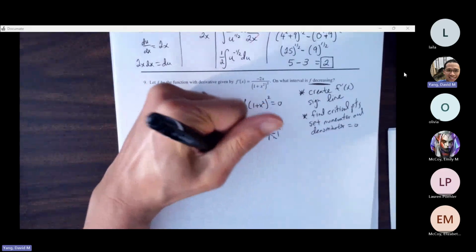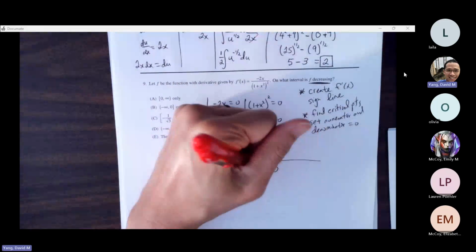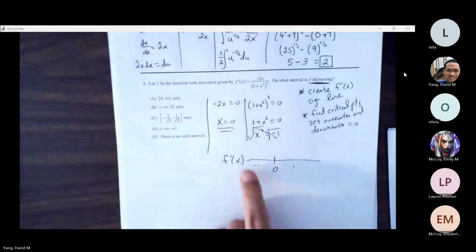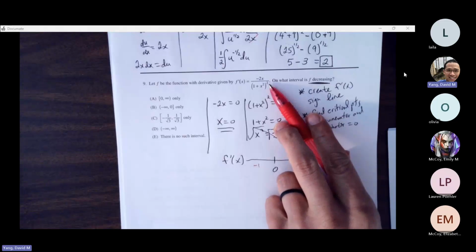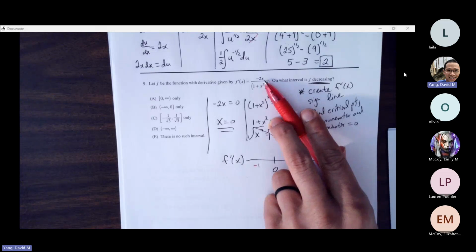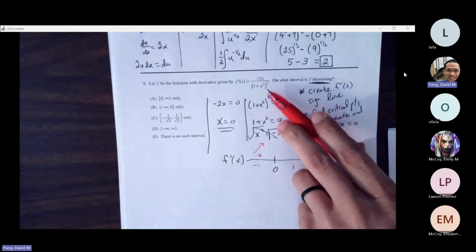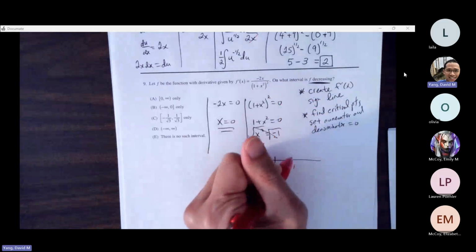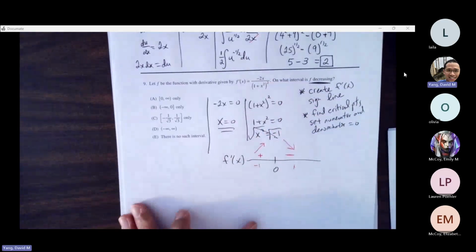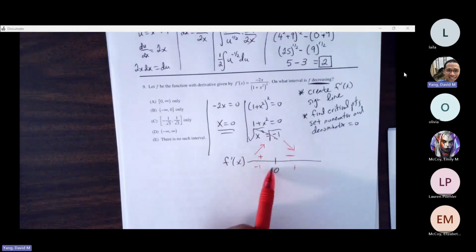So for our f prime sign line, choose values on either side. Let me choose -1 into f prime. Denominator is always positive because it's getting squared. My numerator, -2 times -1, is positive, so my graph is rising in this interval. If I plug 1 in, denominator is always positive. Numerator, -2 times 1 is negative. Negative over positive is negative. So here, my f of x is going to be decreasing on this interval from 0 to infinity.